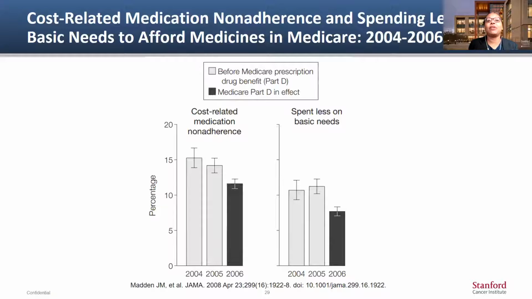So the first thing we did was to ask, overall, what happened? When we looked at cost-related non-adherence, as well as people who spent less on basic needs to pay for their medications, we saw improvements post-Medicare Part D among all Medicare beneficiaries. This gave us an indication that at the aggregate level, there's something going on here, and so we might see something when we looked at the dual enrollee population. Next slide, please.